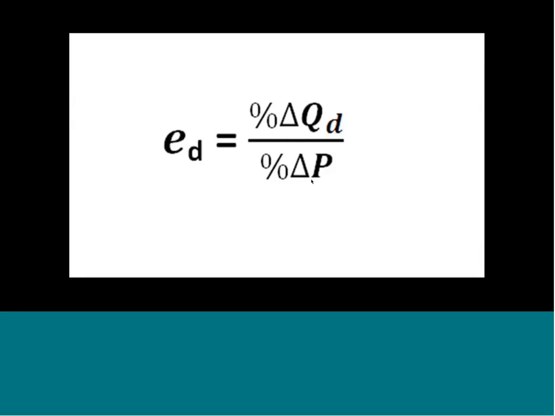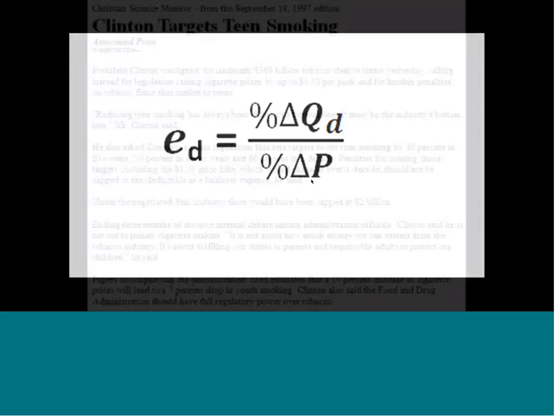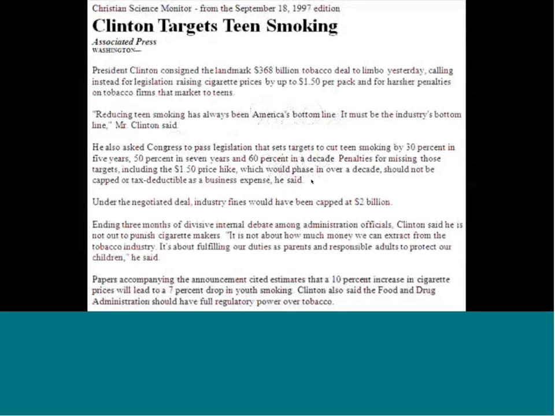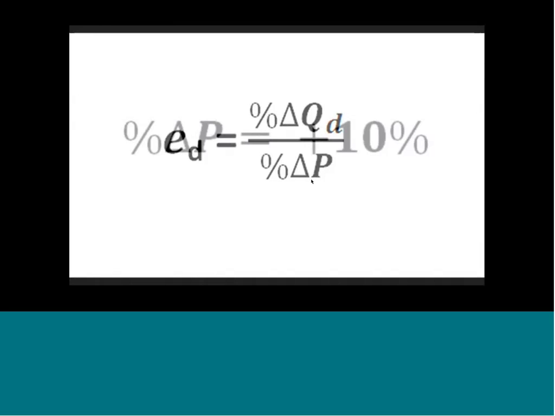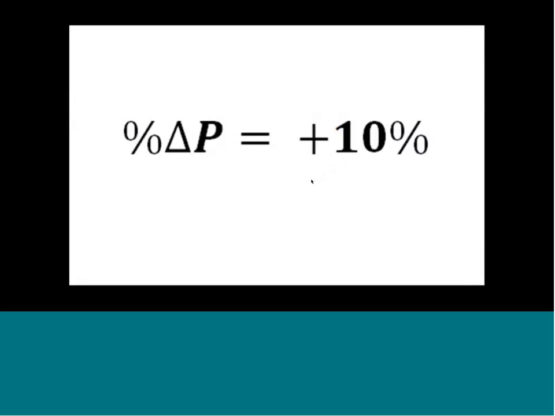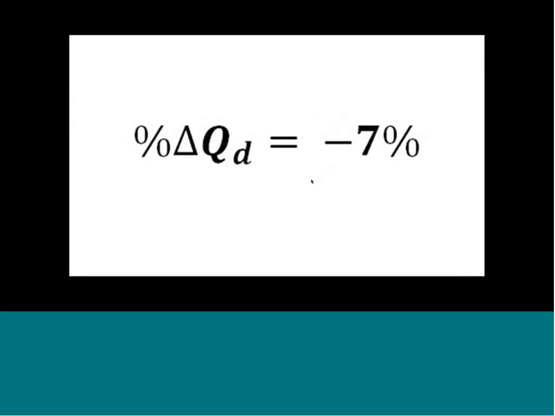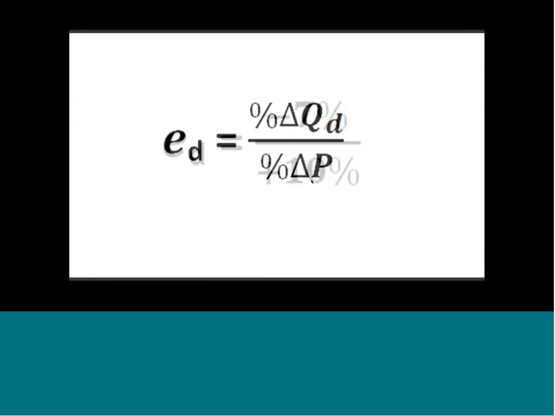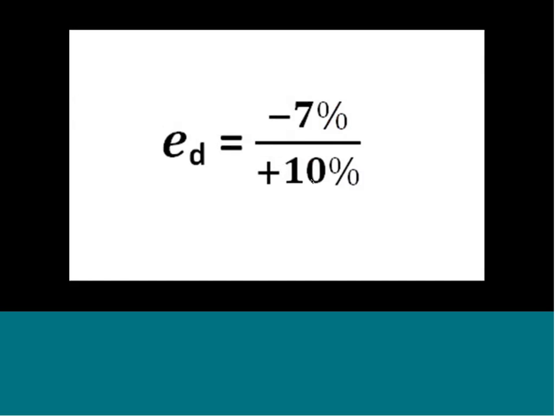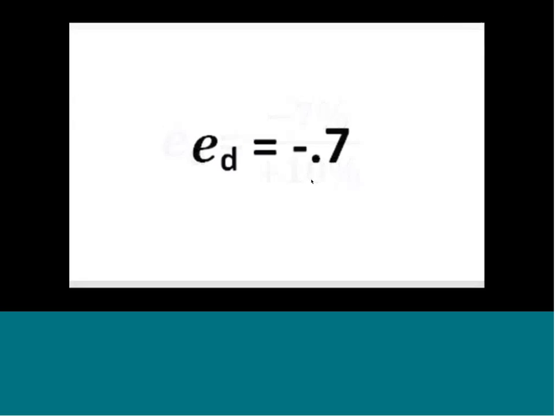How would you actually use this formula? Take a look at this article about the Clinton administration's proposed cigarette tax policy. If you look at the last paragraph, you'll find enough information to determine the elasticity of demand for youth smoking. Remember, elasticity of demand is the percentage change in quantity demanded over the percentage change in price. The article states that for every 10% increase in price, there's a 7% decrease in youth smoking. This means that elasticity of demand, according to the formula, is minus 7% over plus 10%, or negative 0.7.